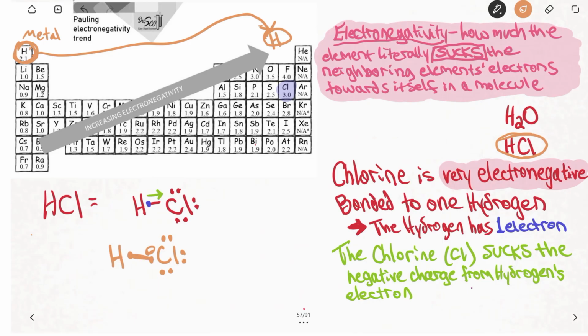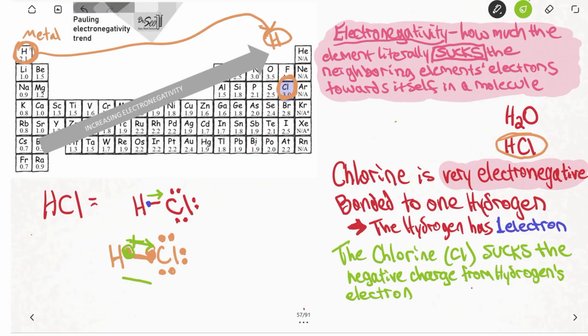So this chlorine electron can bond with this hydrogen electron. So now chlorine still has 1, 2, 3, 4, 5, 6, 7 valence electrons, but when it bonds with the electron from the hydrogen, that gives it its 8 octet electrons. And chlorine is way more electronegative than the hydrogen. So the chlorine is going to suck that electron from the hydrogen that it's bonded with towards itself.